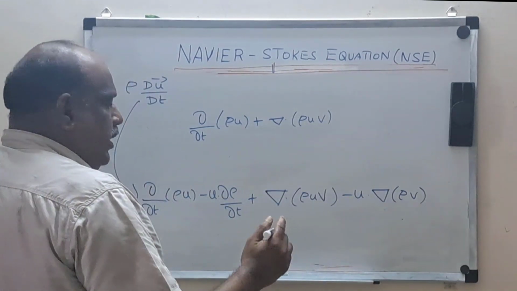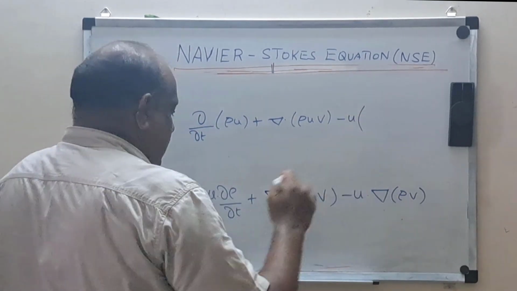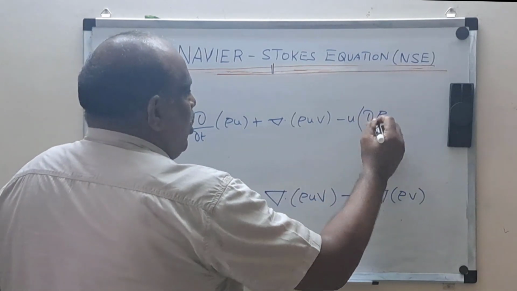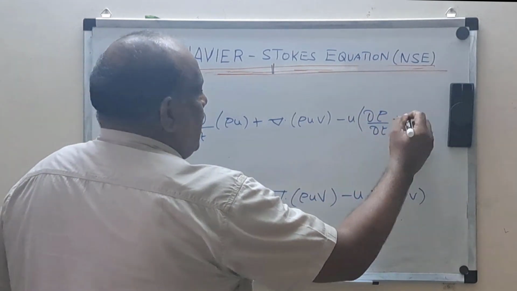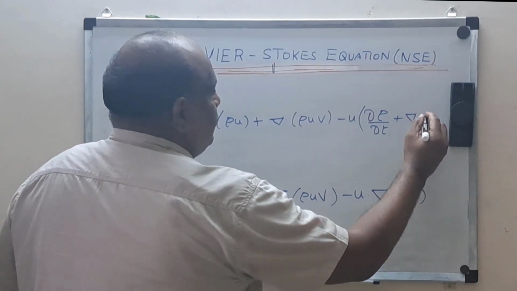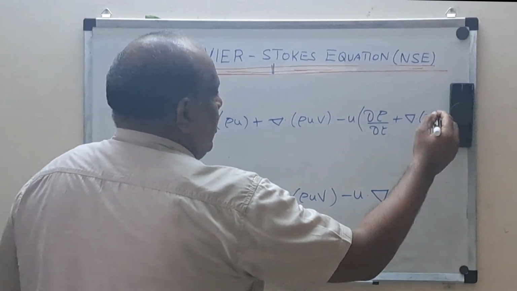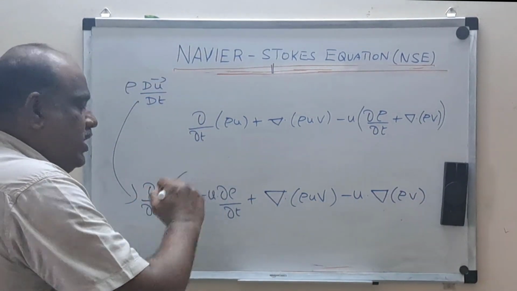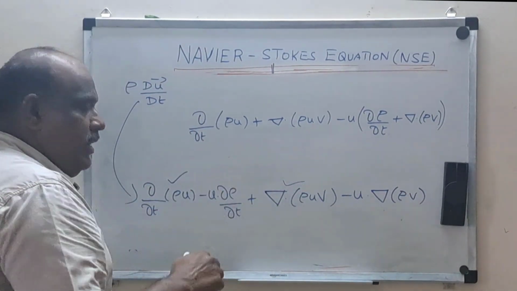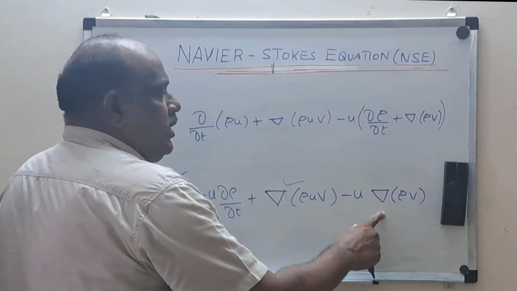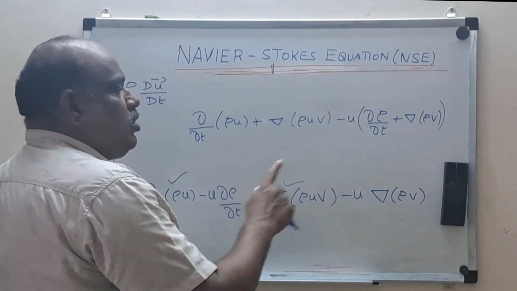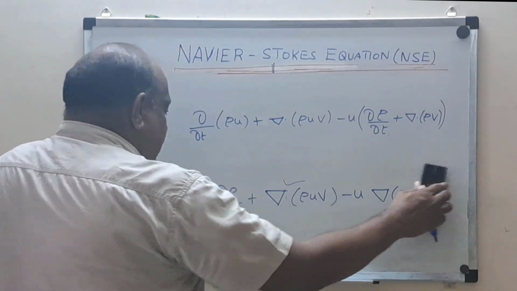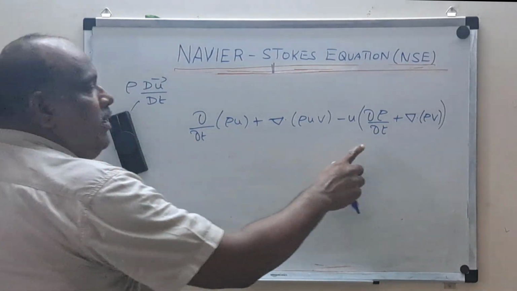In these two terms, I am going to take minus u as the common term. It will become ∂ρ/∂t plus del of ρv. So, got the logic? I have written the first term first, the third term as the second term here, and I combine the second term and the fourth term by taking minus u as the common term. So it becomes ∂ρ/∂t plus del of ρv.